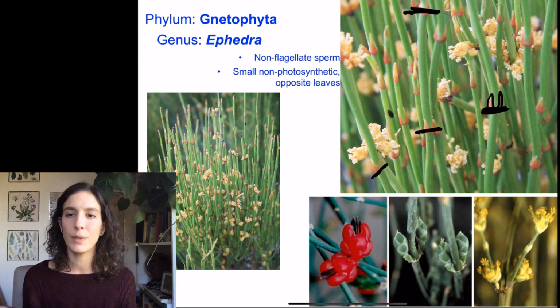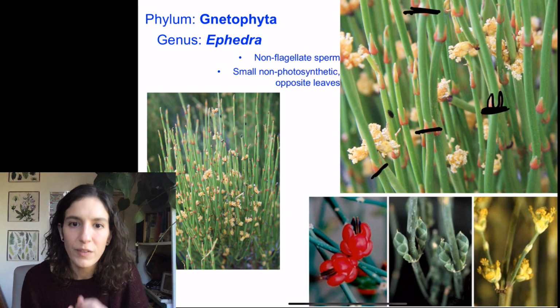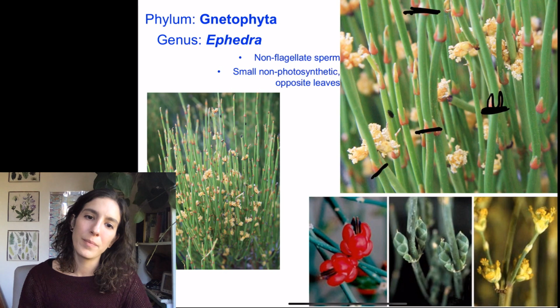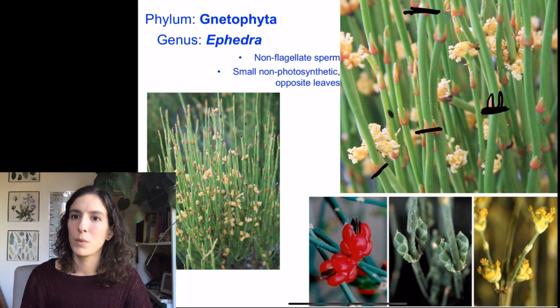The leaves are not doing any photosynthesis. Notice that. They're brown. They're crispy. You can feel them. They're papery. And they're really just vestigial, meaning they're more or less useless.